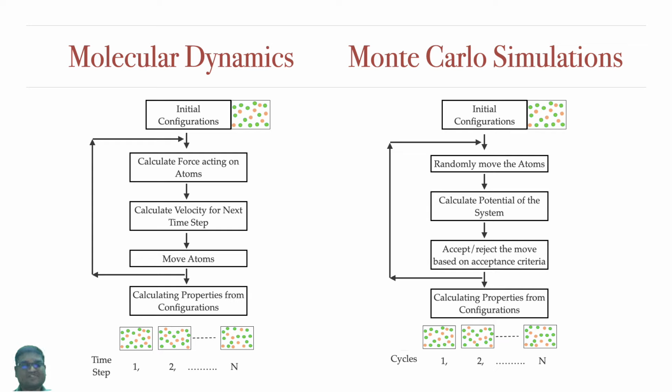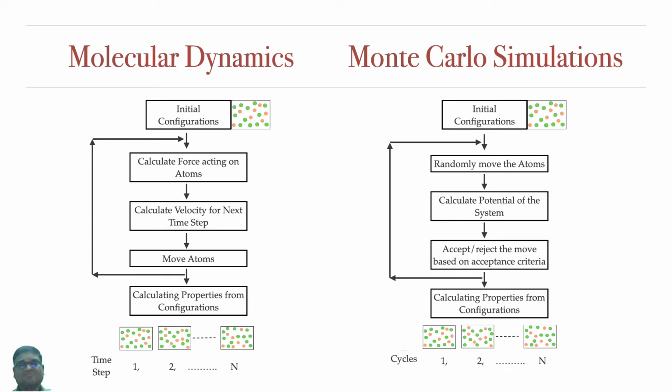One more difference is that in molecular dynamics, we have time steps. At each time step 1, 2, 3, 4, we move the atoms based on the force acting, according to Newton's laws of motion. Whereas here, there is no time step, only cycles. If you move all the n atoms, then one cycle is completed, then we go to the next cycle and move randomly. So we'll collect all the configurations.